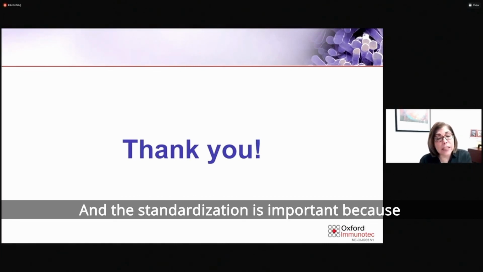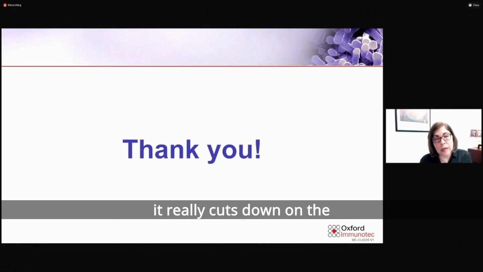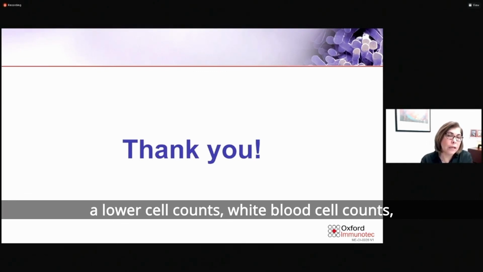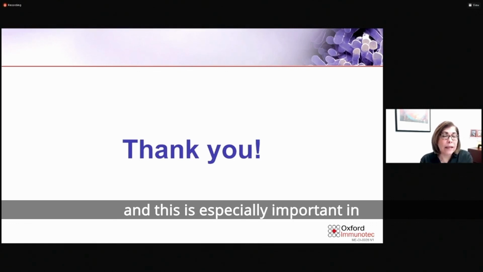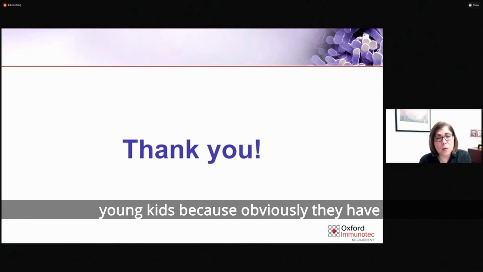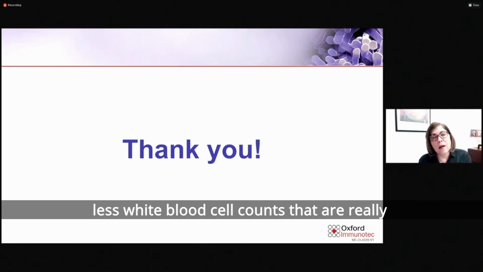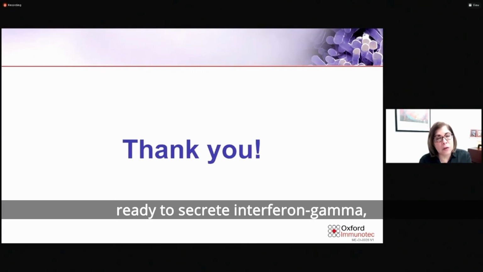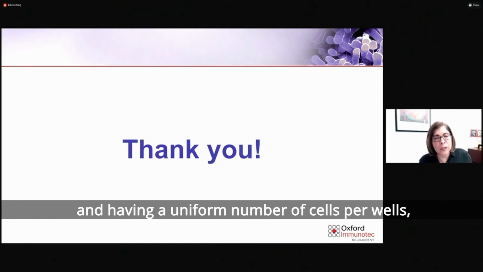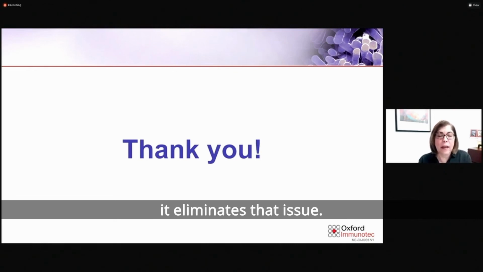And the standardization is important because it cuts down on the issue of patients that are immunosuppressed and have lower white blood cell counts. This is especially important in young kids because obviously they have fewer white blood cells that are ready to secrete interferon gamma. So if you standardize by counting the cells and having a uniform number of cells per well, it eliminates that issue. In my mind, that is one of the biggest advantages of the T-SPOT.TB test.